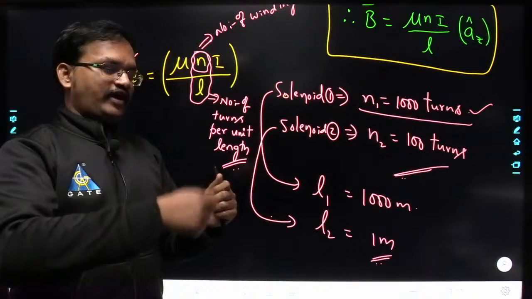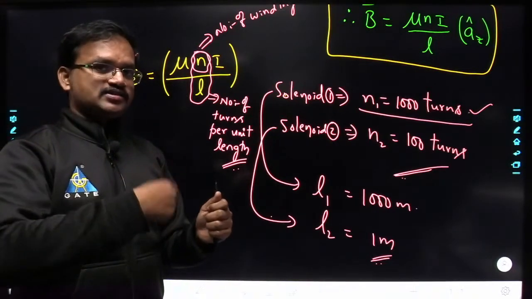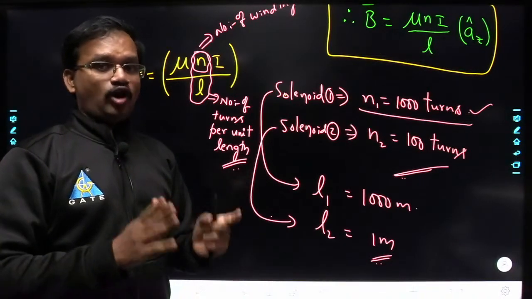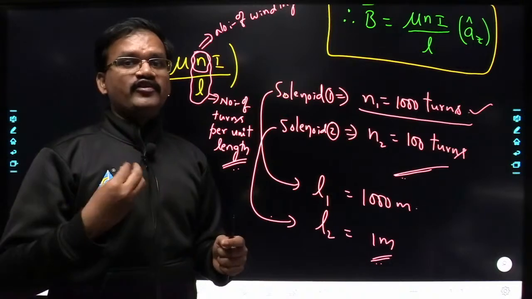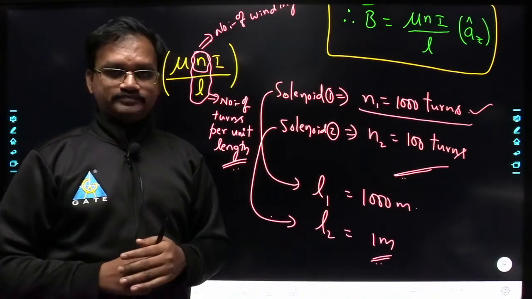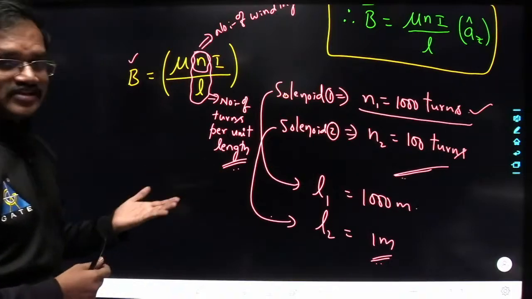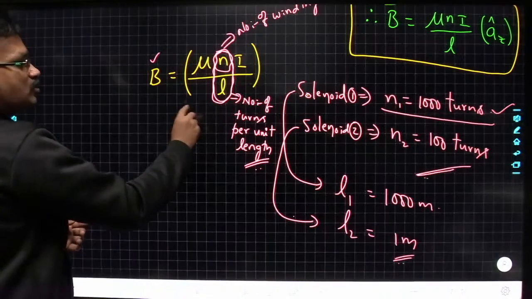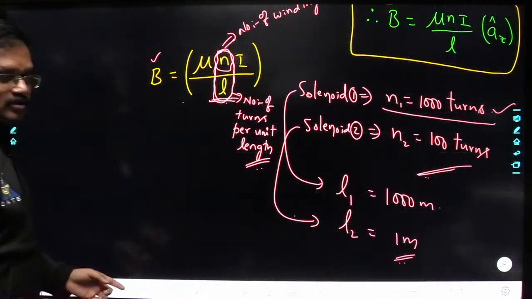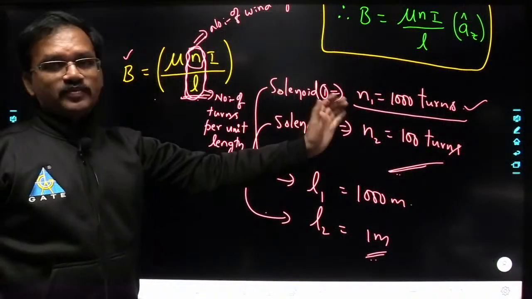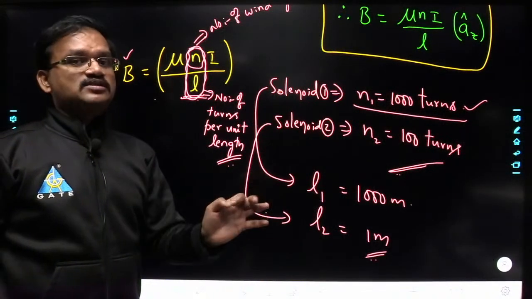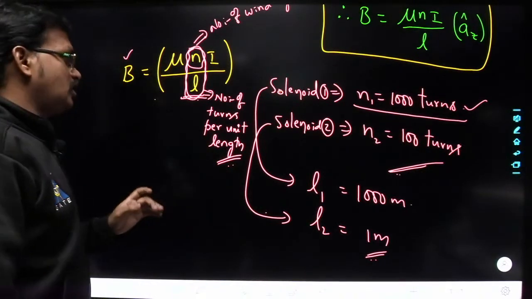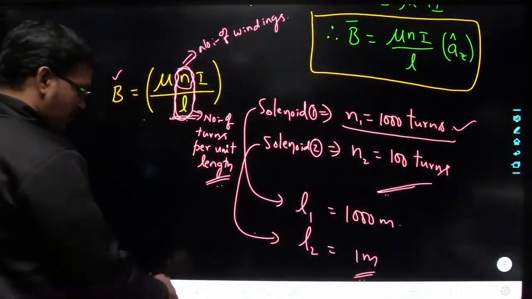So if the windings are closely packed, such that the number of turns per unit length is very, very large, in that case the B field inside the solenoid will be more. So if you want more B field inside the solenoid, then what you have to do is increase this ratio, that is, the number of turns per unit length. So what I am saying here is, it not only depends upon the number of turns, it depends upon the number of turns per unit length. That is what is important here.